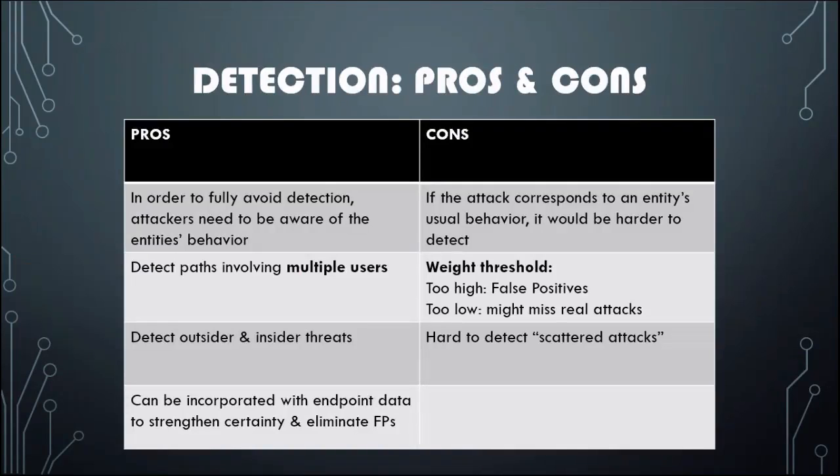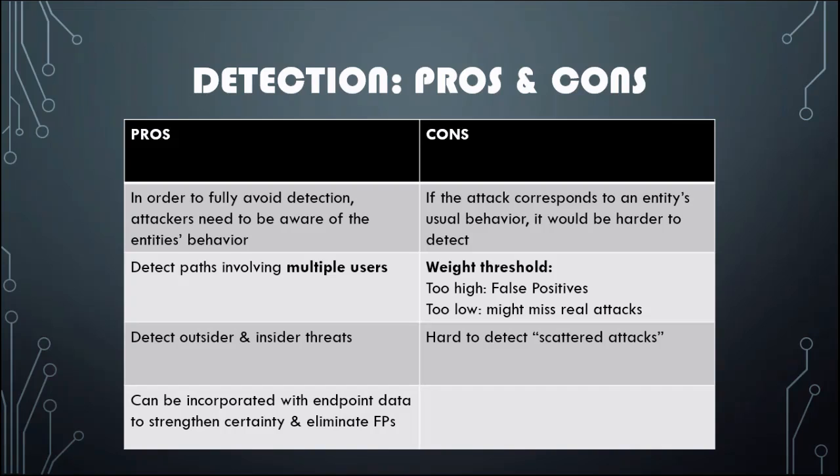So what are the pros and cons of this approach? First of all, some of the pros. In order to fully avoid detection, attackers need to be aware of all the behavior of all the entities in the environment in order to not generate those edges which would be assigned a low probability. So this is pretty hard for an attacker.